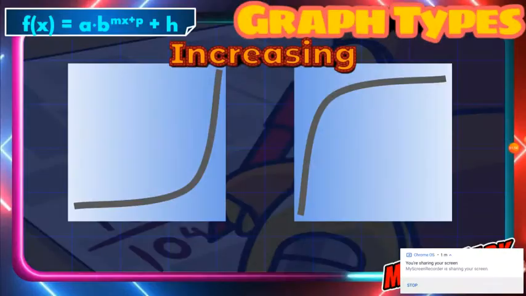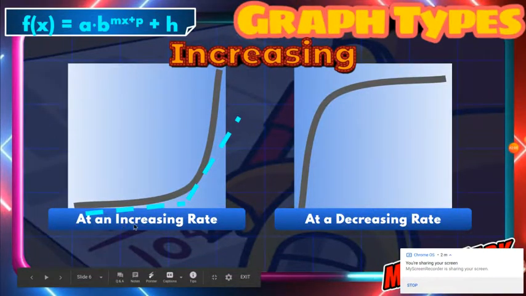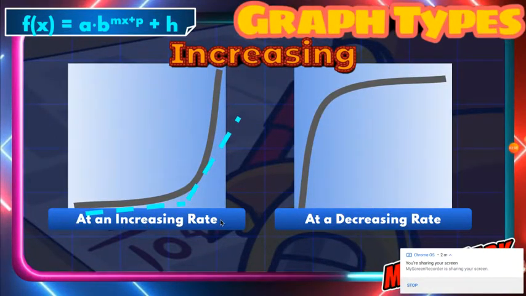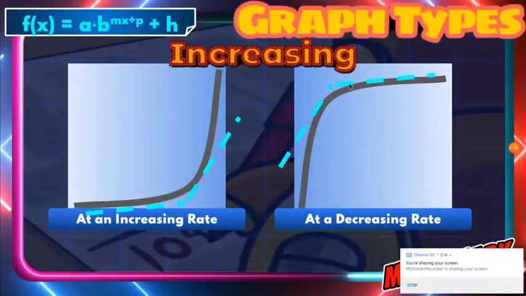Let's talk about the graph types. This is increasing at different rates. Let's focus on the first one. As you can see, the slope of the graph increases. That is why the graph is increasing at an increasing rate. For the decreasing rate, it started with a steep slope and the slope became less.